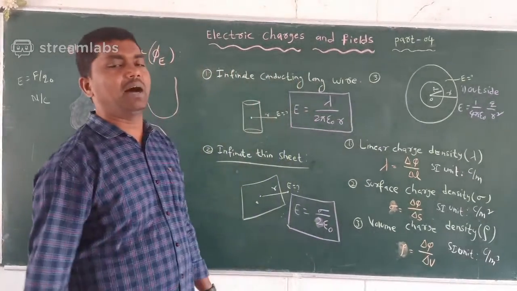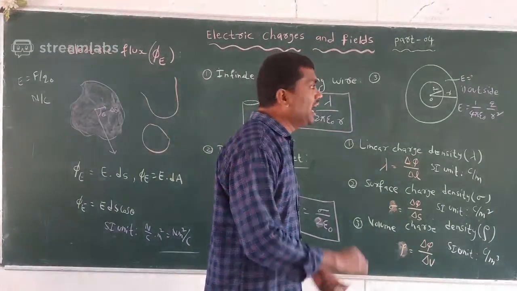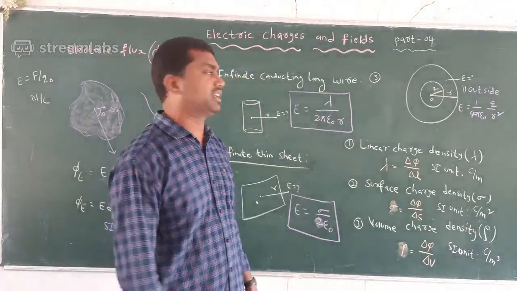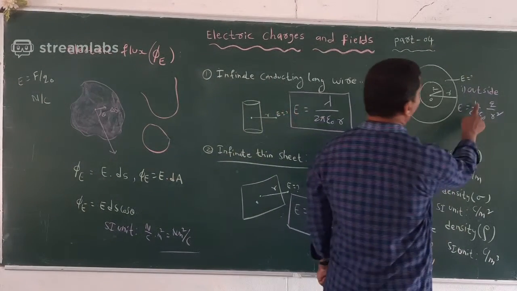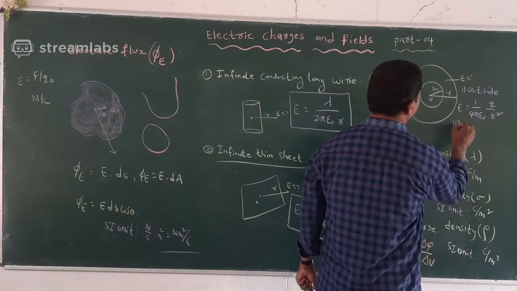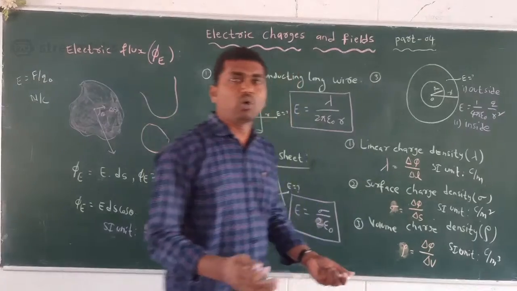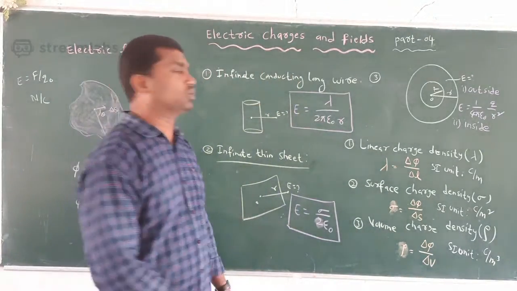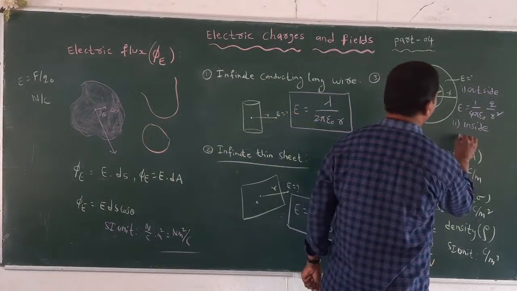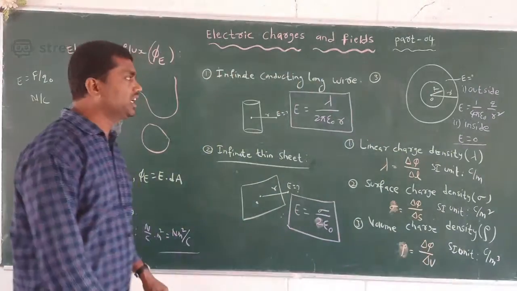Outside the spherical shell, గోళాకార కర్పణ యొక్క బయట వైపు విద్యుత్ క్షేత్ర తీవ్రత అనేది E is equal to 1 by 4 pi epsilon Q by R square. And the second condition, we can take inside the spherical shell, అంటే గోళాకార కర్పణ యొక్క లోపల తీసుకున్నప్పుడు the E value, electric field value will be 0. విద్యుత్ క్షేత్ర తీవ్రత అనేది శూన్యమైనది.